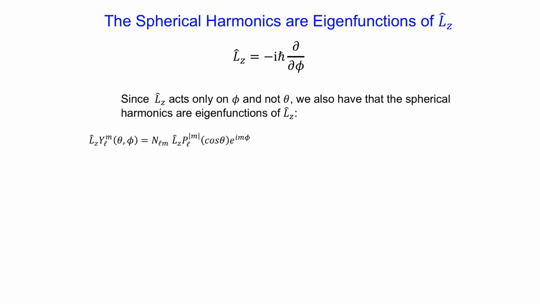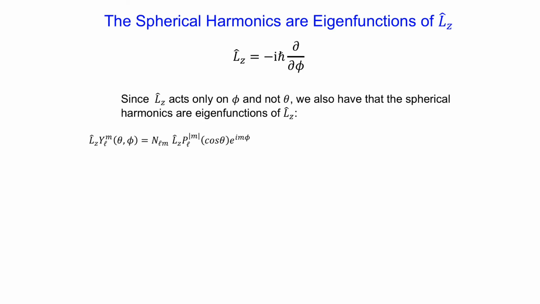So now let's take it to our final step of showing that the full spherical harmonics are eigenfunctions of Lz. Just keep in mind that since Lz only acts on phi and not theta, you can hopefully just see by inspection that the spherical harmonics are eigenfunctions of Lz. So to put this together, have Lz act on our full spherical harmonics, Y of theta and phi.